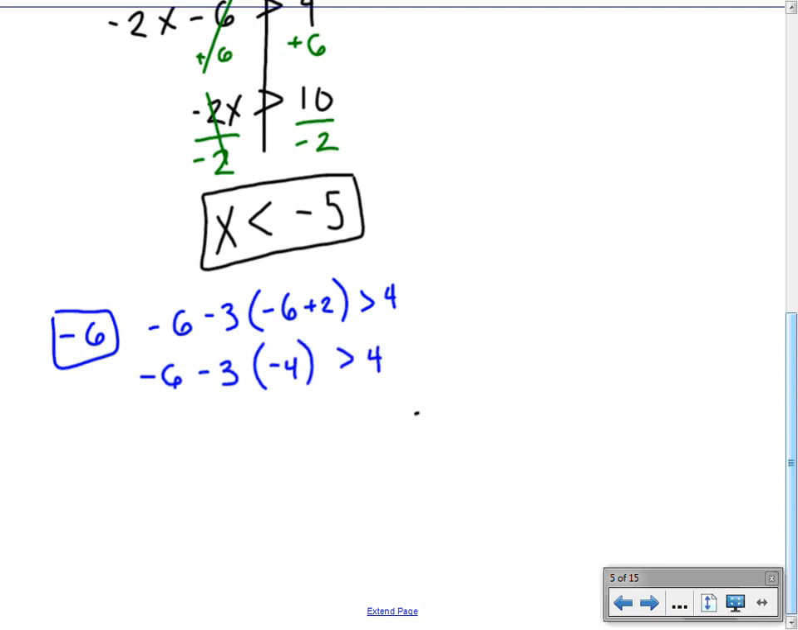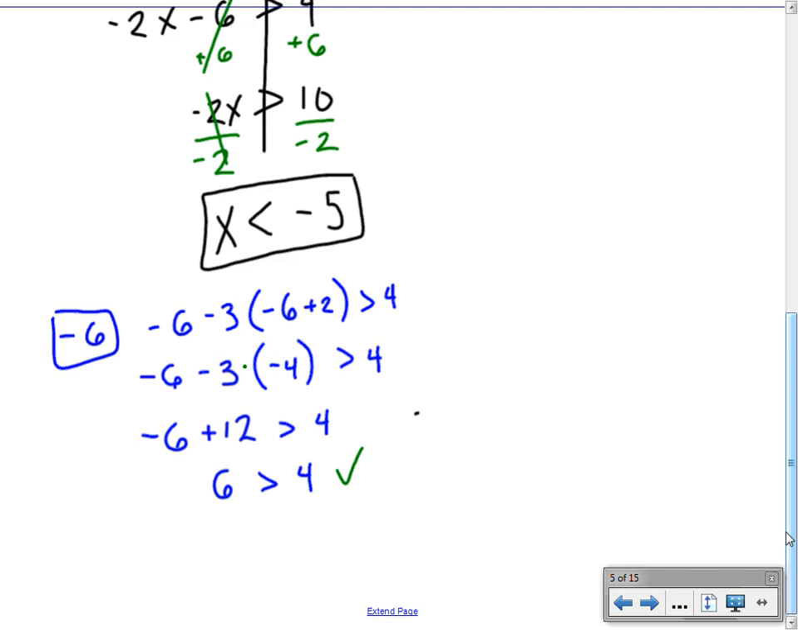Okay, let's go back through. Let's do multiplication next. So negative 6, and then I have a negative 3 times a negative 4, which makes a positive 12. Negative 6 plus 12 gives me 6. And I get 6 is greater than 4. So this is true. Okay, it makes that inequality true.